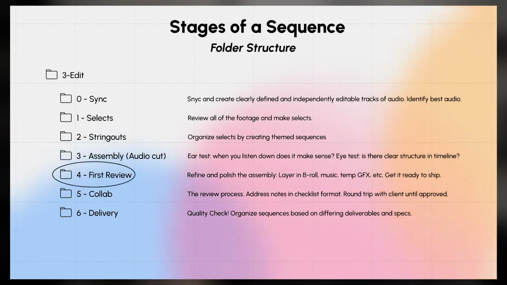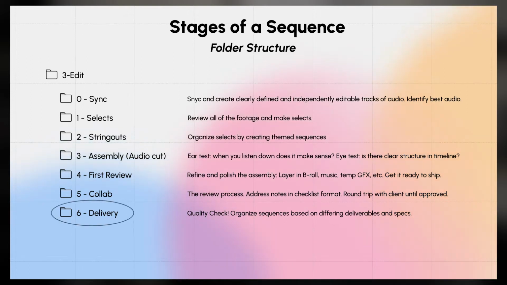4 is first review. This is where we're editing for pace and adding visuals. 5-collab. This is for anything that is in the review process. This can be internal or external, but it begins the moment any other stakeholder other than the editor reviews the first review cut and has feedback. The goal of this stage is to get to an approved cut, which we can then reformat into various deliverables.